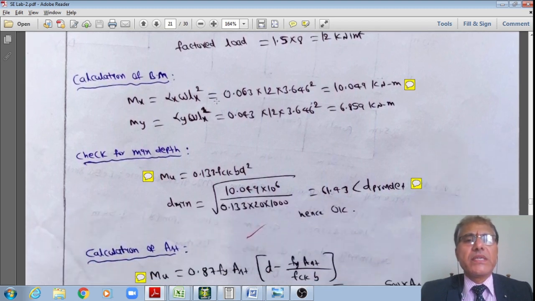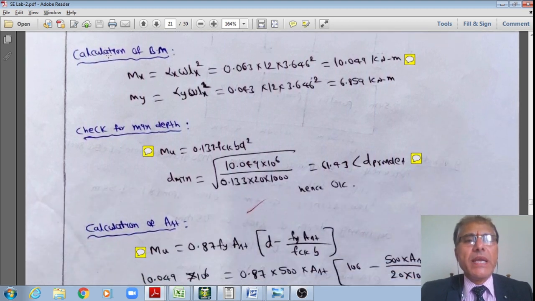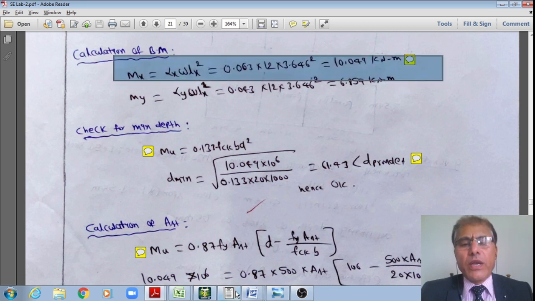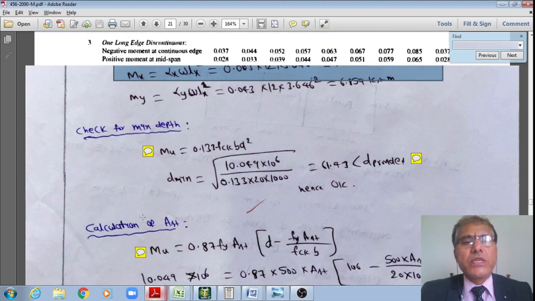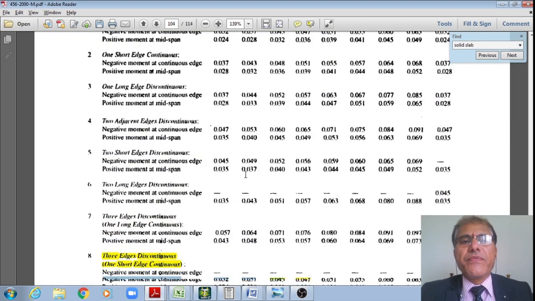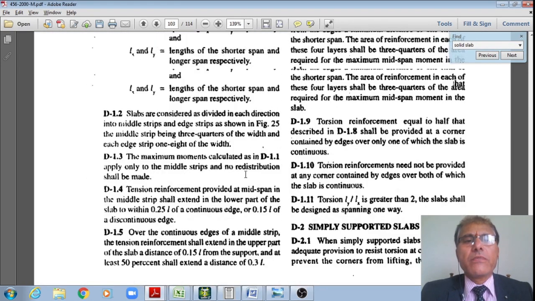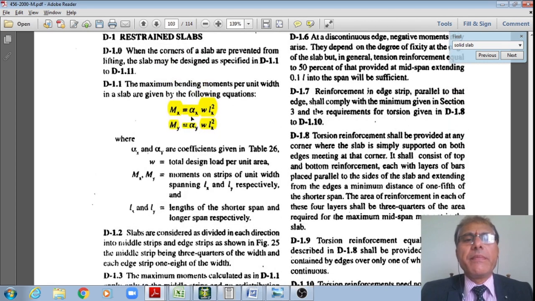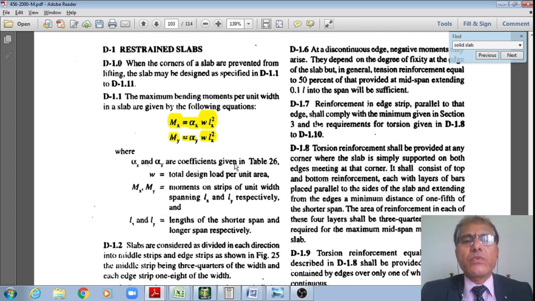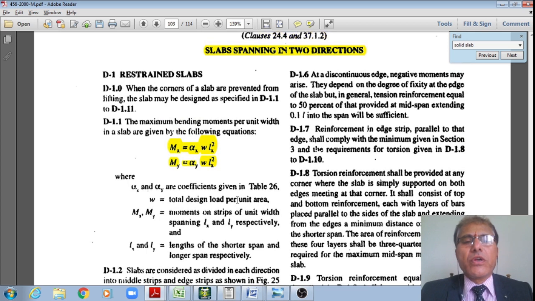Now, once I get this factored load, I'll calculate the bending moments. The positive bending moment along the short span is Mx equal to alpha x multiplied by w lx square, as per the code specification. Student, just now we have seen this formula. Mx is equal to alpha x w lx square, and My is equal to alpha y multiplied by w ly square.